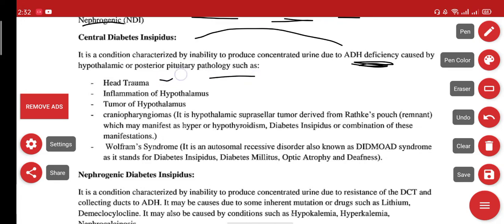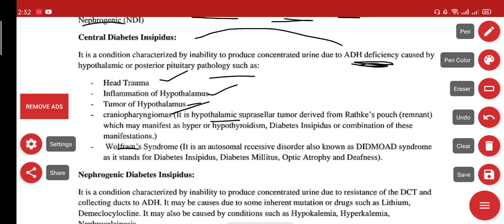Now what are these pathologies? It may be head trauma, inflammation of the hypothalamus, or a tumor of the hypothalamus, such as craniopharyngioma. Craniopharyngioma is actually a hypothalamic suprasellar tumor. Once this tumor is there, it causes compression and won't allow the hormones to pass through.